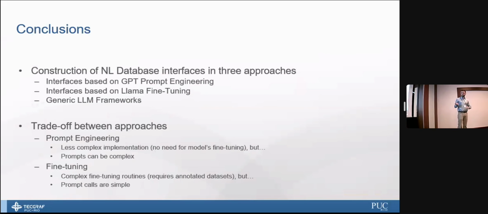So in conclusion, we've approached the topic of constructing these natural language interfaces in three different approaches, right? The GPT prompt engineering, where we keep these LLMs as is and we use prompt engineering techniques. The Llama fine-tuning, where we actually fine-tune the LLM itself. And how to simplify the construction of these interfaces. So I think the main conclusion here is that there's a clear trade-off between prompt engineering and fine-tuning.